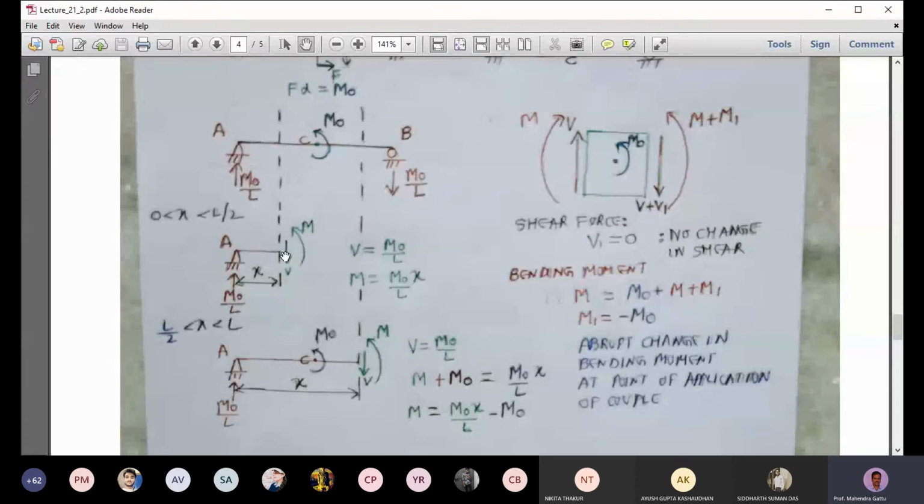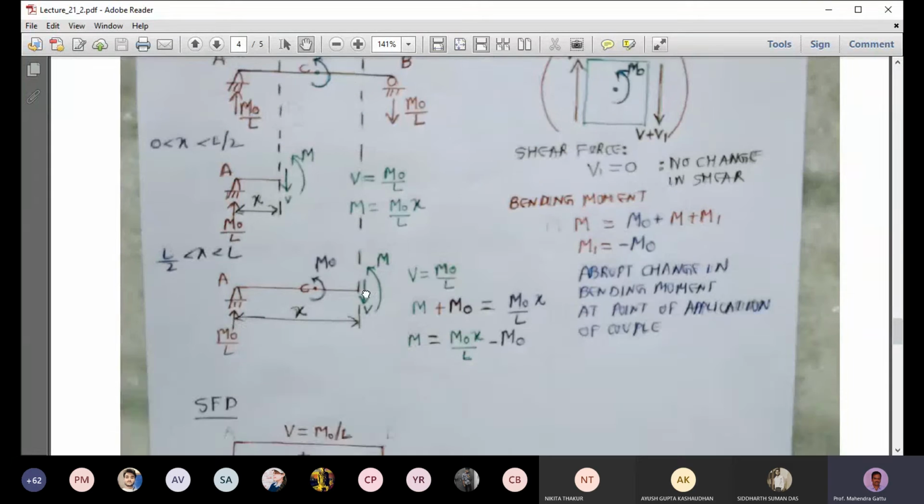so about section X, we'll have m naught x by L in the clockwise direction, which will be balanced by m in the anti-clockwise. So the bending moment m will be m naught x by L. Okay, so this is between A and C. Now we will look at the section between C and B. So that section is shown here.